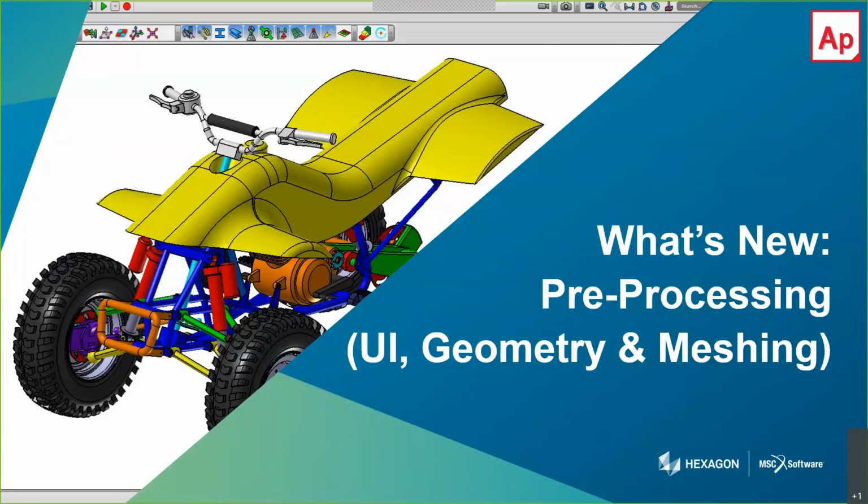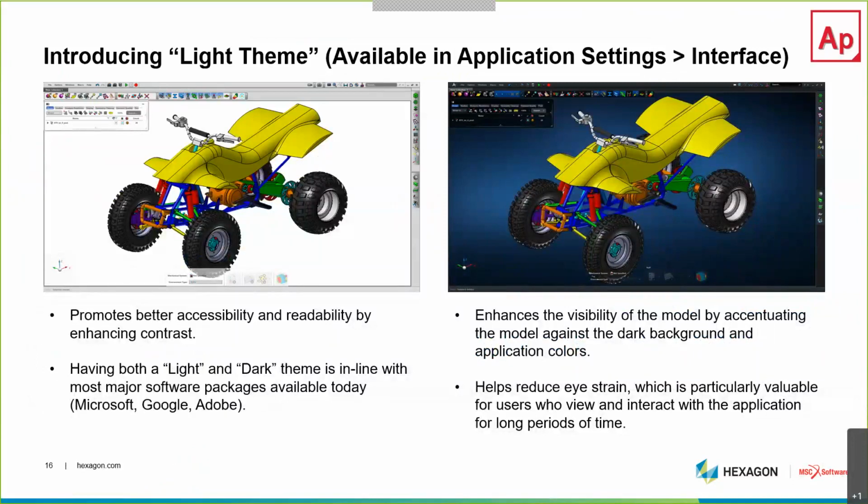So let's shift gears a little bit and let's talk about Apex Modeler specifically, okay? And in particular, let's talk about pre-processing, which is really the user interface or UI, geometry, and meshing, those three subcategories, okay? So the first one we're going to talk about is a brand new introduction of a light theme. Now, the general software industry as a whole has gone to this light and dark mode, and the FEA industry is no different. So we wanted to support that modern software approach where users can choose which interface they want.